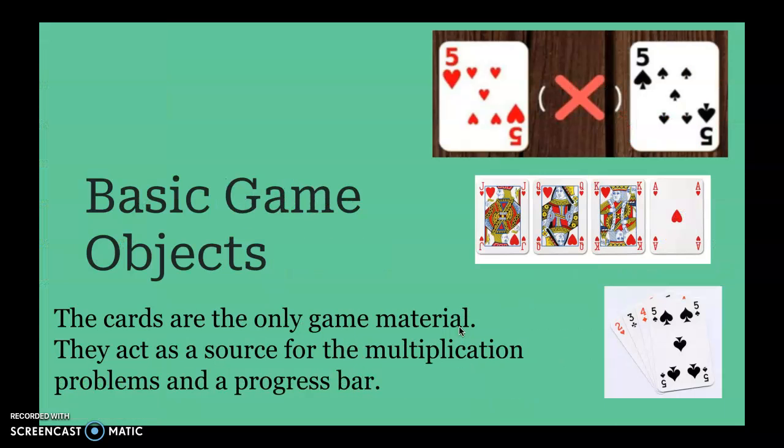So the basic game objects are the cards, because the cards are the only game material. They provide the math problems that you're going to solve. They also act as a source for a progress bar. Like I said before, your winnings pile almost acts as tokens, if you will, in a different kind of game. It shows physically, when you're stacking your cards up, how well you're doing in relation to your opponent.